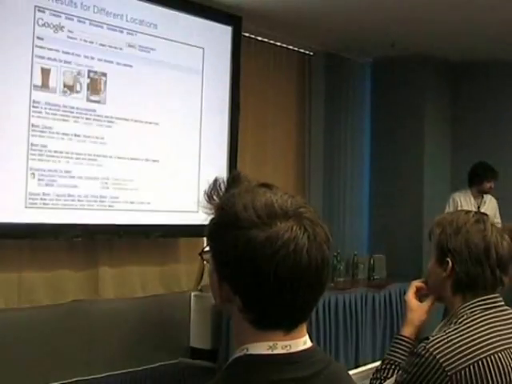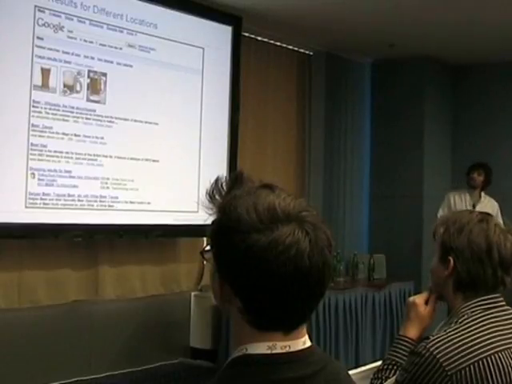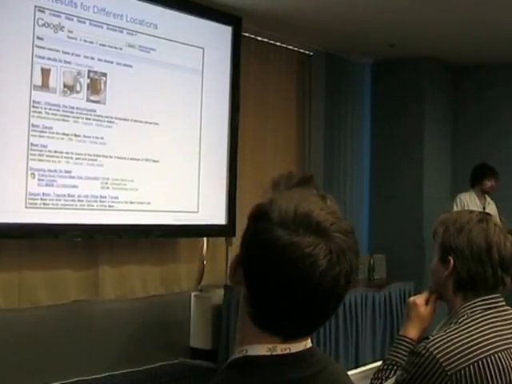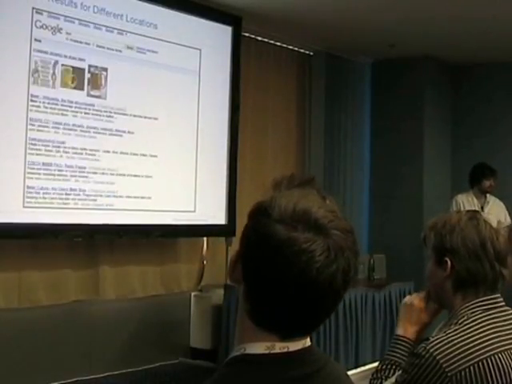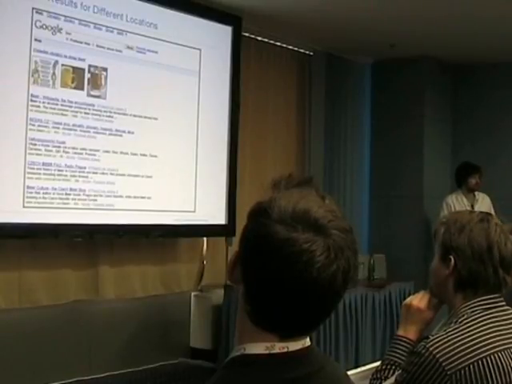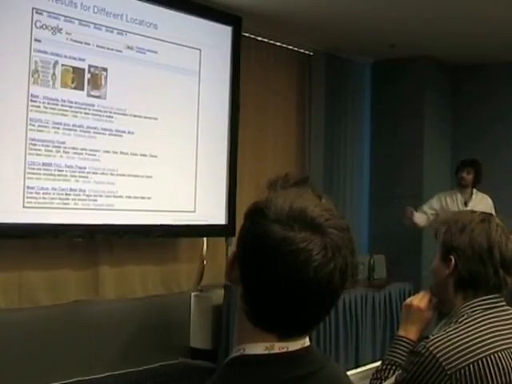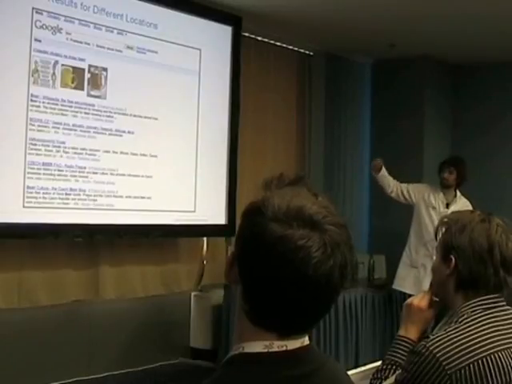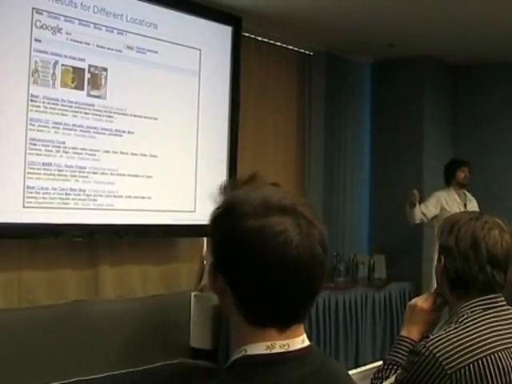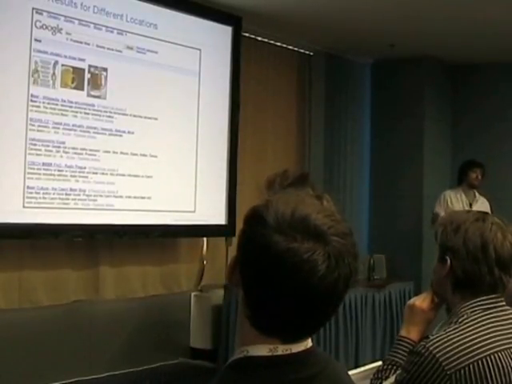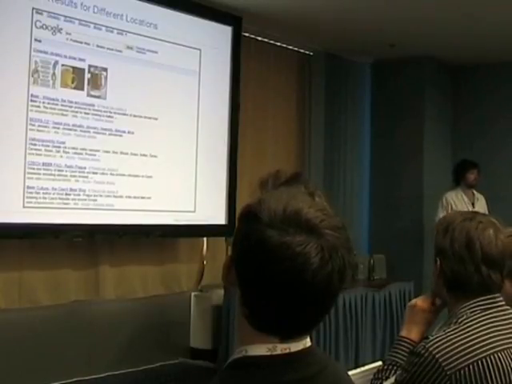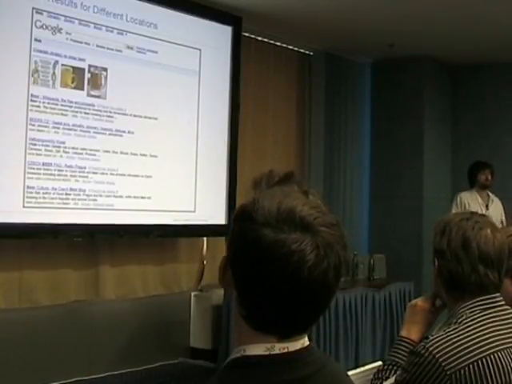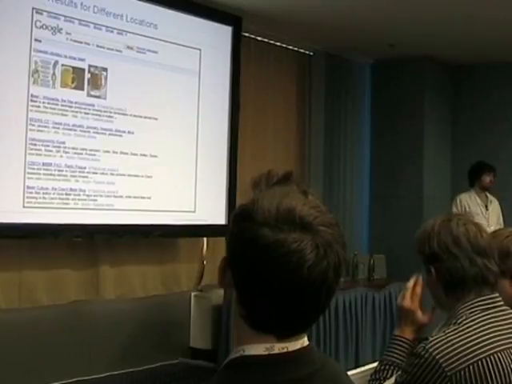So, hot topics. First of all, different results for different locations. This is what I get if I search for beer on google.co.uk. This is what I get if I search on google.cz. Similar results, a couple of Wikipedia results, some images at the top, but they're localized. Obviously, beer is an English word, so we're going to get slightly more English results. But you'll see that even based on location, we'll deliver different types of information.